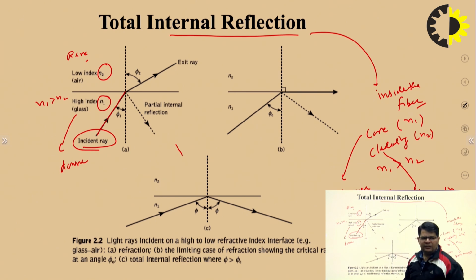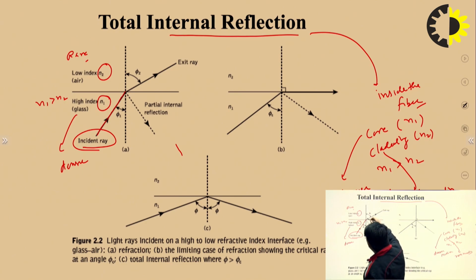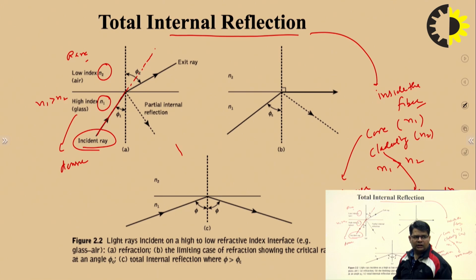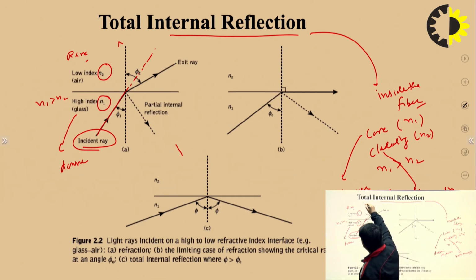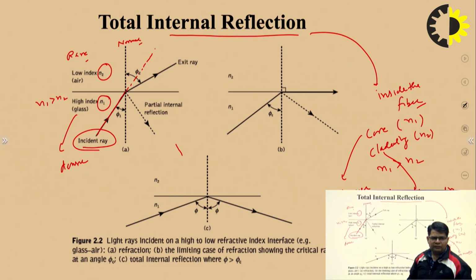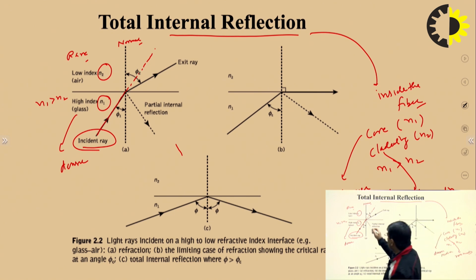Whenever a ray is incident from denser to rare medium, it slightly bends away from the normal. This is the normal path if the ray had been straight, but the ray slightly bends away from the normal. This is the normal. So whenever we move from denser to rare medium, the ray bends away from the normal. So this is the exit ray.